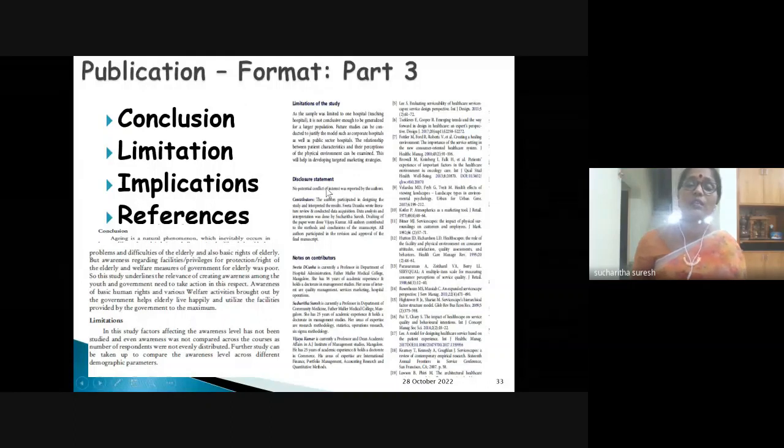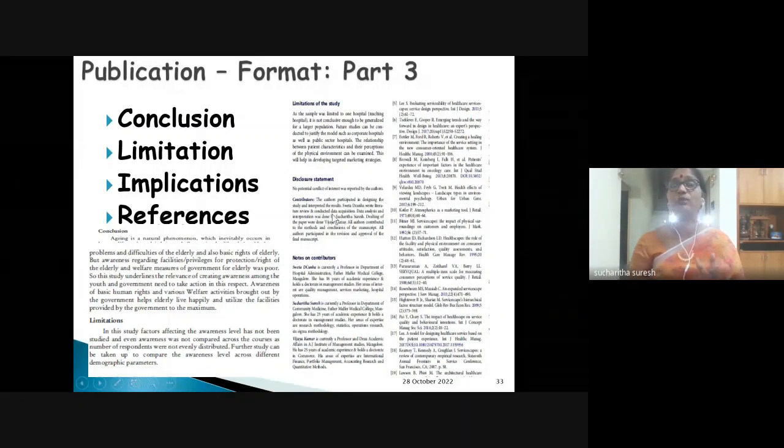Okay. Here something called a disclosure is there. Disclosure means whether a conflict of interest is there. If anybody has a problem with your research and things like that, we have to say that there is no potential conflict of interest reported by the author. Okay. Next is the contribution.